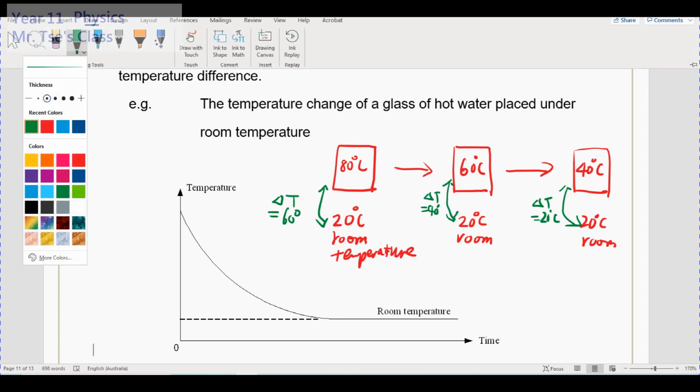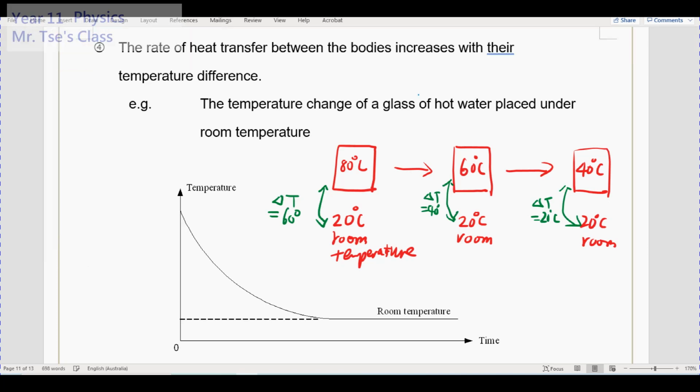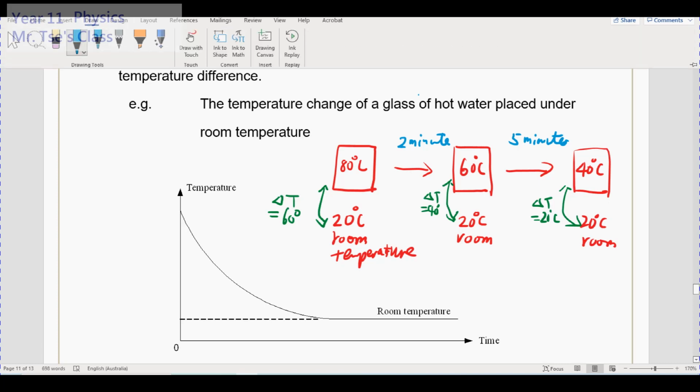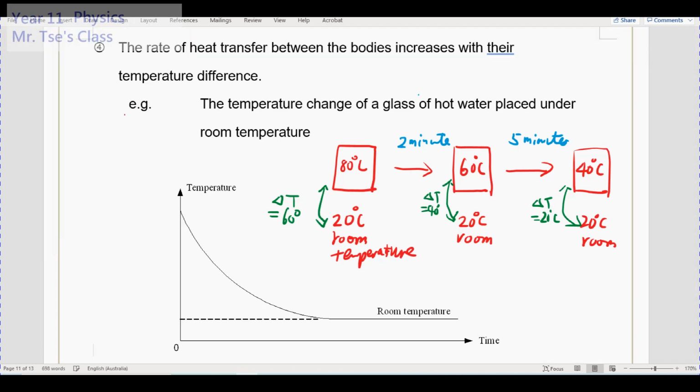That means you will take a shorter time from 80 to 60. That might take you 2 minutes, but from 60 to 40 degrees, it will take you much longer because the temperature difference has decreased. So it might take you 5 minutes. I just randomly made up those numbers, just to give you an idea. The heat flow will slow down when the temperature difference drops.